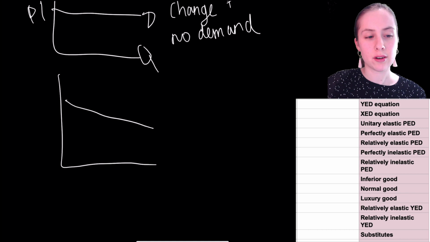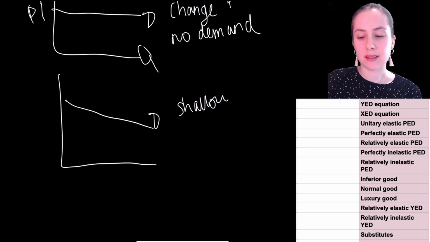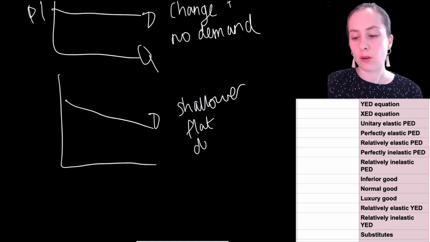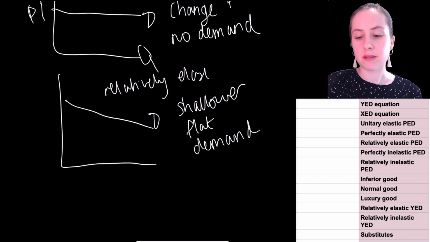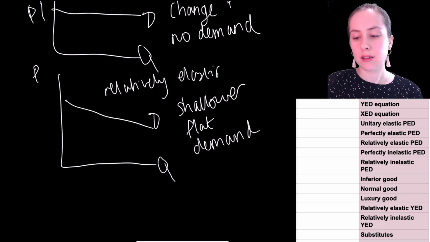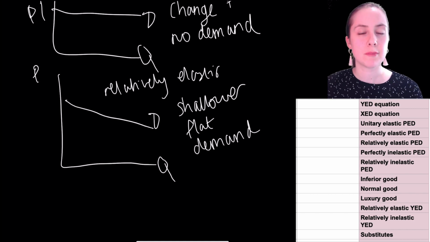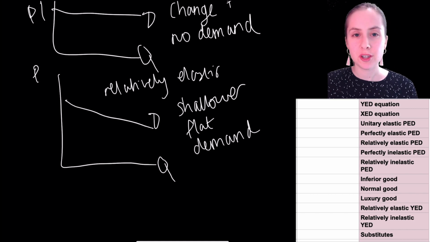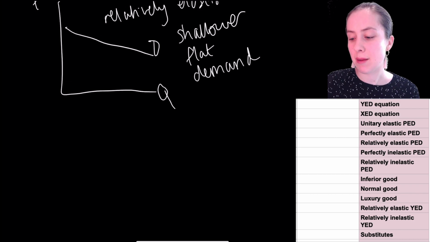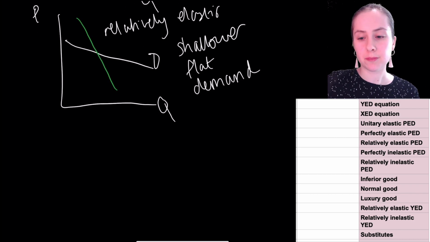Relatively elastic is something like this, with a shallow or flat demand curve. Price, quantity. Now that has actually a lot behind it. If you're curious, watch some of my other videos, ask some questions. I'm happy to answer them. There's a lot more to that.